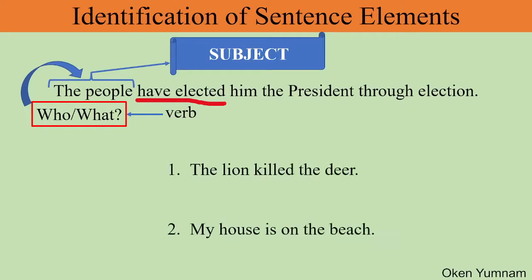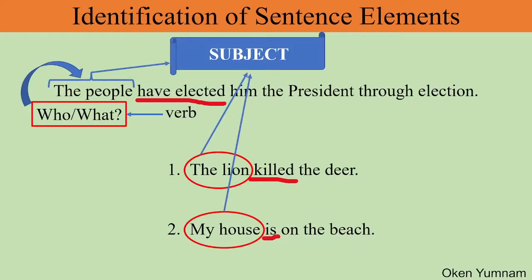Let's look at these 2 sentences. Number 1, the lion killed the deer. Here, killed is the verb. Number 2, my house is on the beach. Here, is is the verb. So you ask what or who is there before the verb. The lion is there in the first one, and in the second, my house. So the lion and my house are acting as subjects.